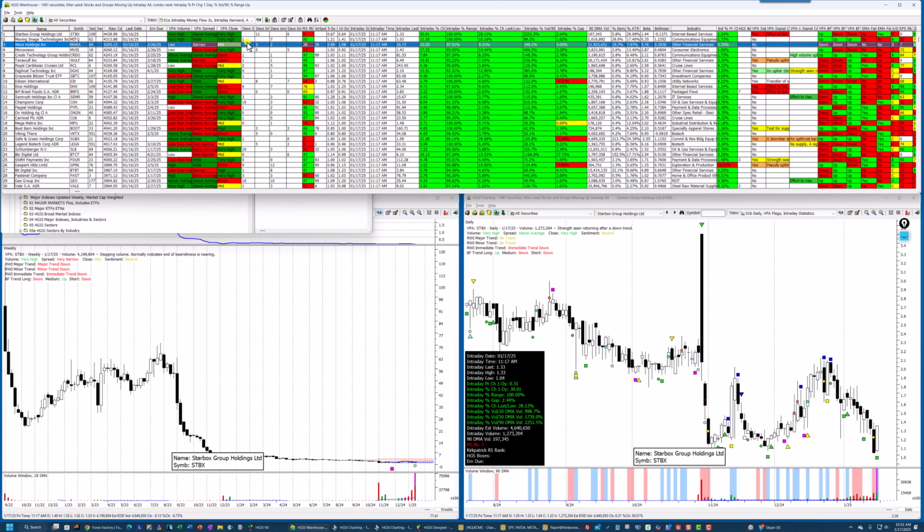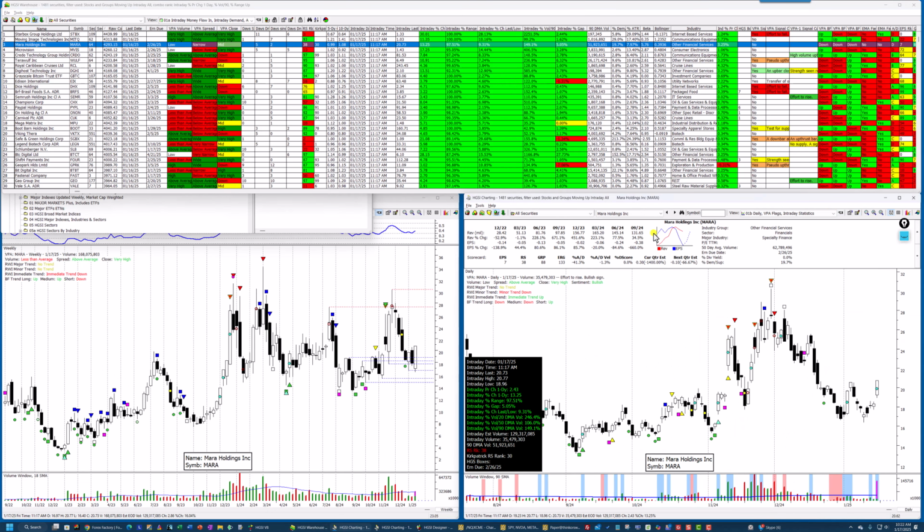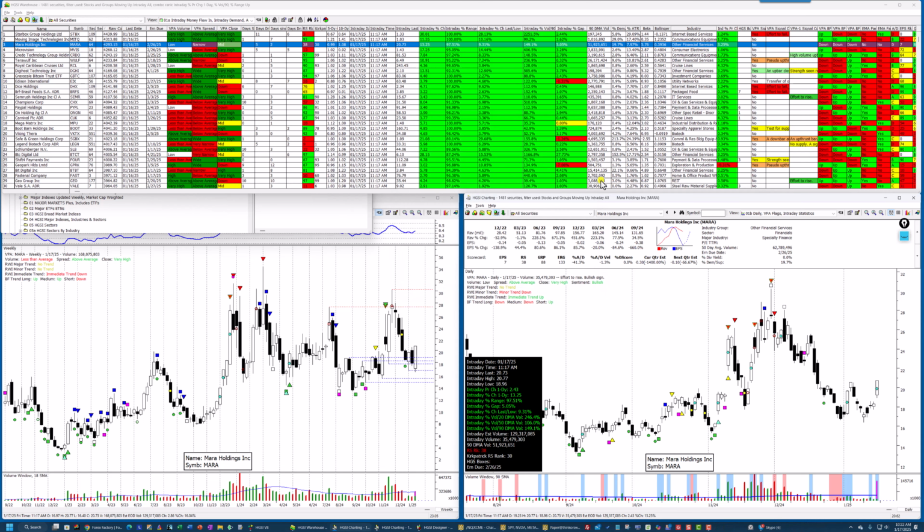Now here's Mara Holdings. I believe that's Bitcoin related. Let's just see what it is. Other financial services. Yeah, it's a digital asset technology company. So that's in high demand. As you can see, there's an effort to rise here. Volume pocket pivot. And a big gap up. In fact, if you look at this column right here, it tells you the gap was 5.05%.